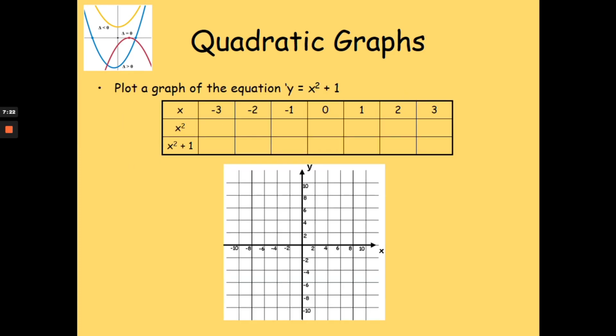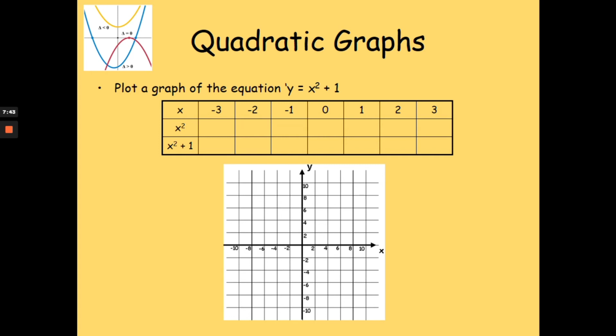So here's one of the questions. Plot a graph of the equation y equals x squared plus 1. Okay, so we draw another table. This time I put an extra column in, it's got x squared in, so that's from the question, x squared, and then a plus 1 on at the end. So now we're going to go through and fill in the table.